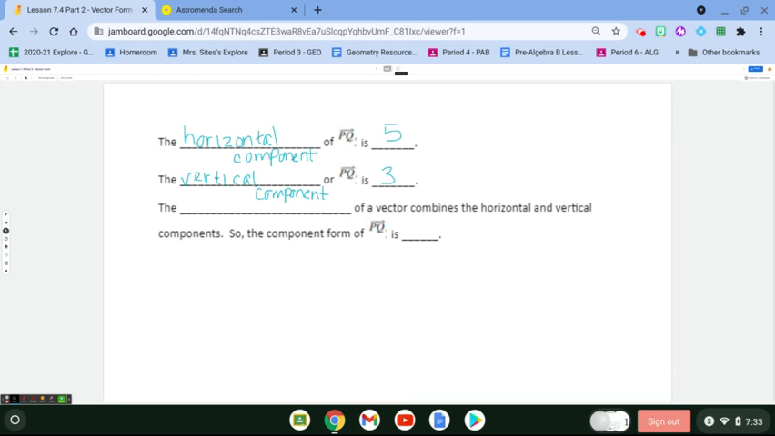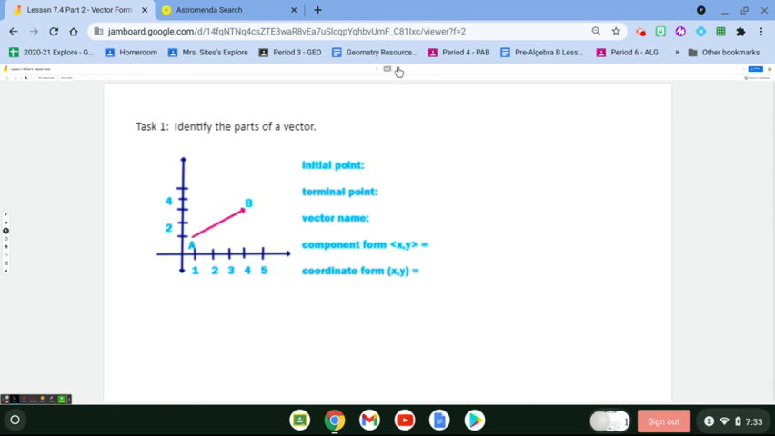If you were asked to write something in component form, which combines both the horizontal and vertical components, then we would say the component form of vector PQ. You always put your x value, or your horizontal component, first, then your vertical component. For our specific vector, we would write <5, 3>. Notice the notation. All right, so let's go ahead and start practicing this. We're going to do one together, and then I'm going to let you try another one on your own.